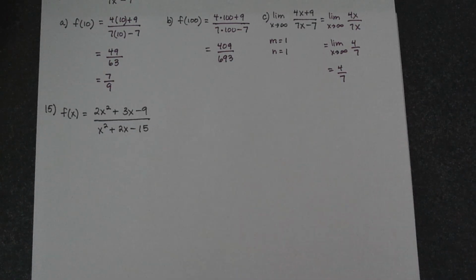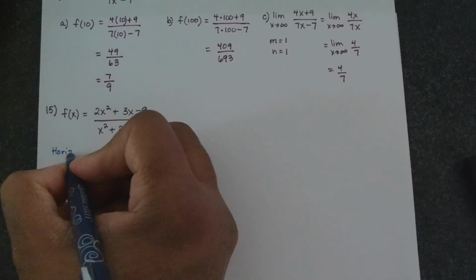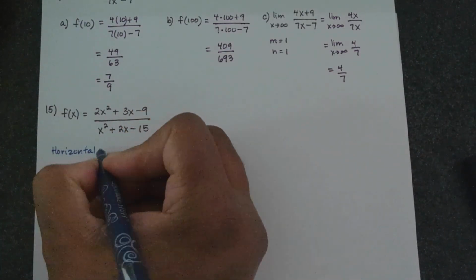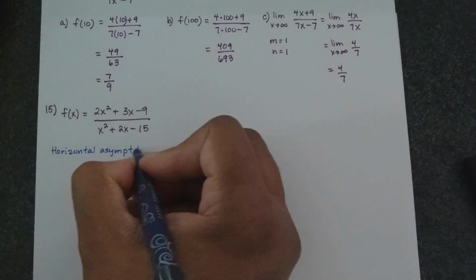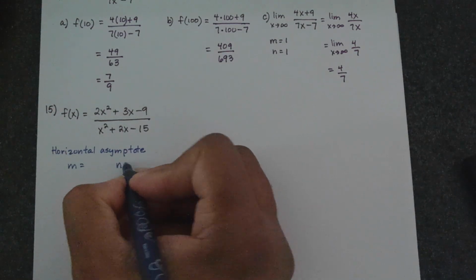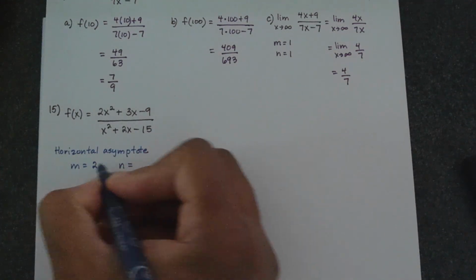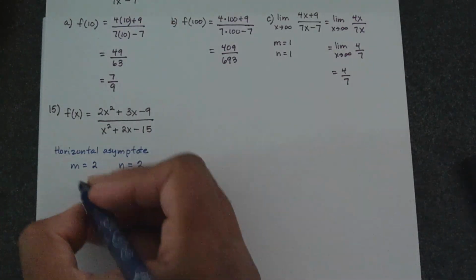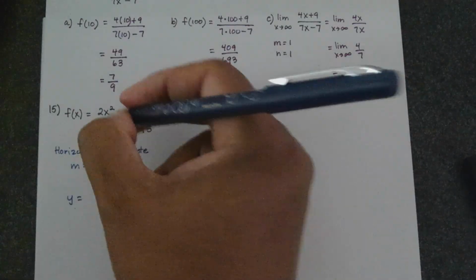Now let's first find the horizontal asymptote of this function, or for the graph of this function. Okay, we identify the m and the n. What would be the m in this case? 2. And what's your n? 2. Does m equal n? Yes, it does.